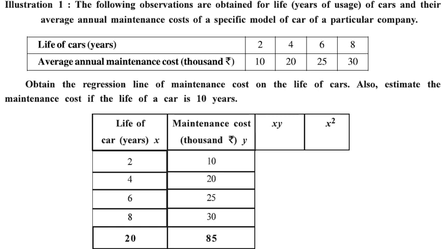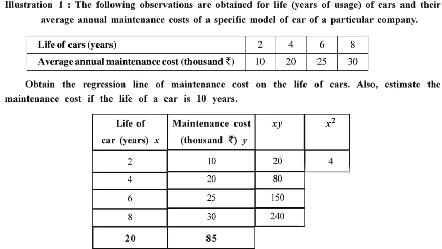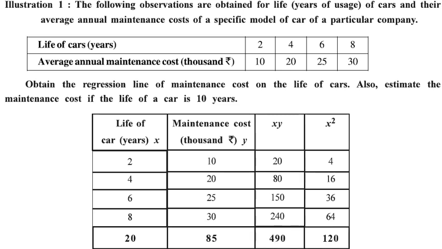So we will start with the XY column. The XY column is the multiplication of the X and Y columns, like this: 20, 80, 150, 240. Then we will take the X square column. Life of the car is the X variable here, so we will make squares of 2, 4, 6, 8, which is 4, 16, 36 and 64. Once we are done with the two columns, we will make a total of these two.